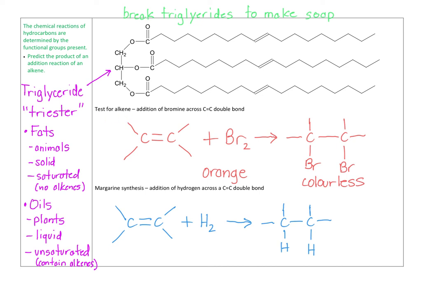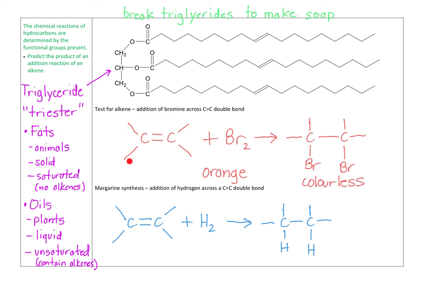The test for an alkene is that we add bromine and we see if we get what's called addition of bromine across the carbon-carbon double bond. And this is a test that is done to determine whether we have saturated fats or unsaturated oils, or in terms of oils, to determine how unsaturated they are. Generally, the more unsaturated an oil is, the healthier it is. So this is a test that's used to determine how saturated oils are.